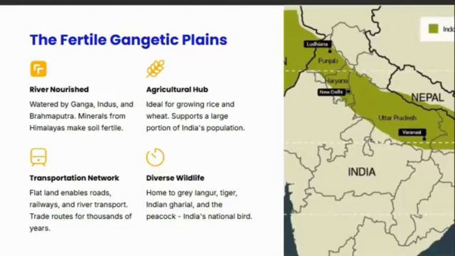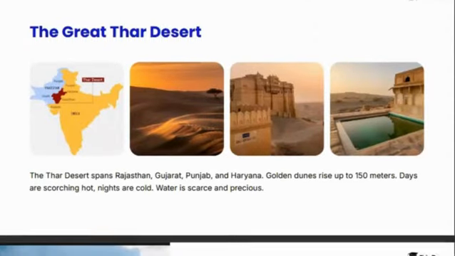It is also a transportation network, which thousands of years ago helped in trade routes and trading. It also has diverse wildlife, home to the grey langur, tiger, Indian gharial, and also peacocks, India's national bird.